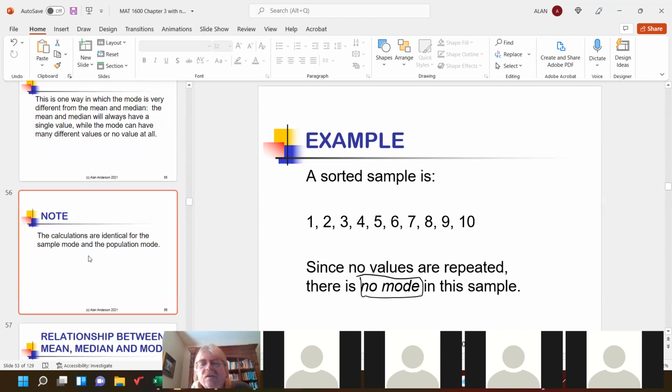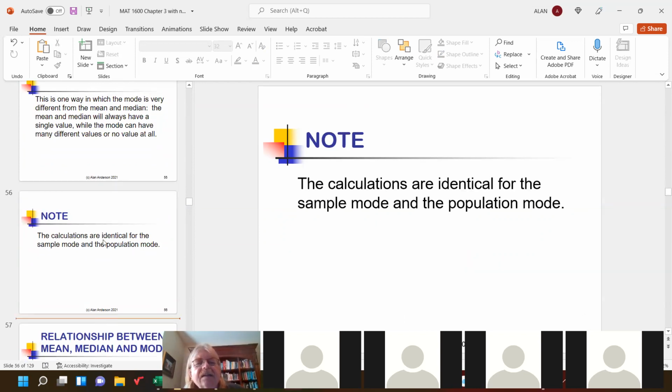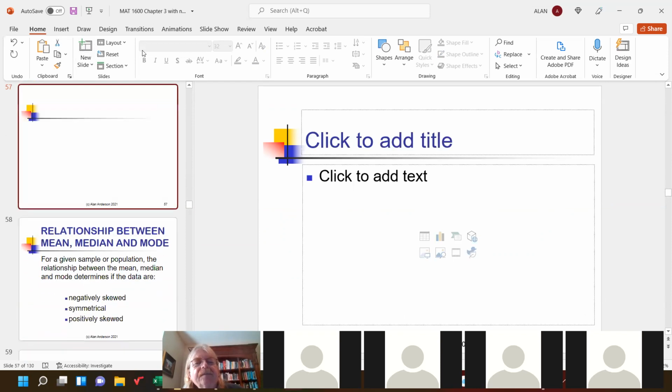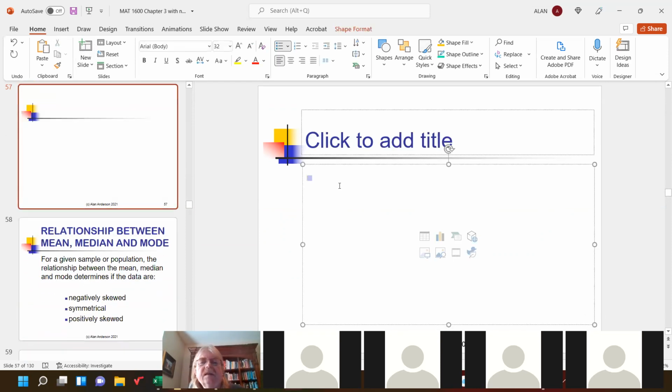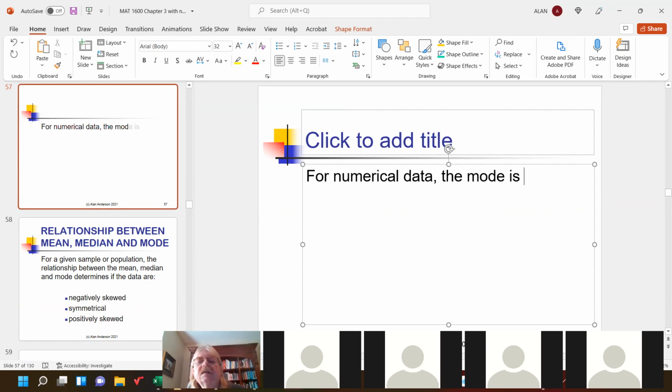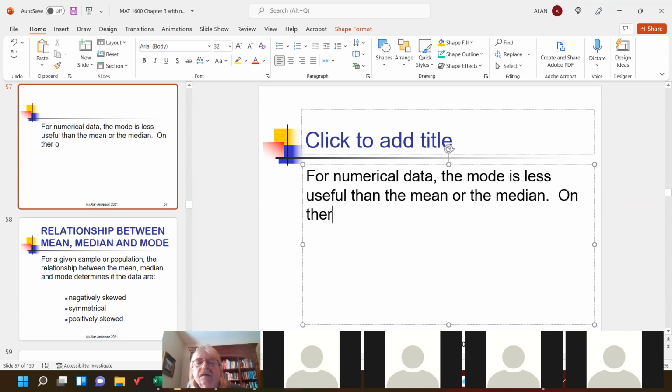All right, now you might say to yourself, well, how is this helping us? The mode is not, like I said, the most useful of the measures. In fact, for numerical data, the mode is less useful than the mean or the median. On the other hand, this is where it comes in handy.